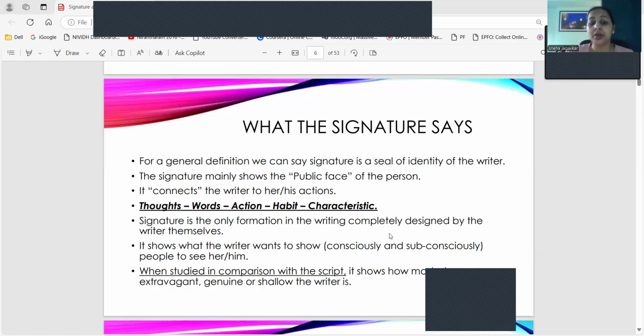Now, again, as I'm saying, the signature shows what the writer wants to show, consciously as well as subconsciously, to the people for them to see him or her. So, as I've said earlier, I want the people I communicate with, or interact with on a daily basis, or even strangers, to have a certain image of me. That work is done by your signature. That is how it works.